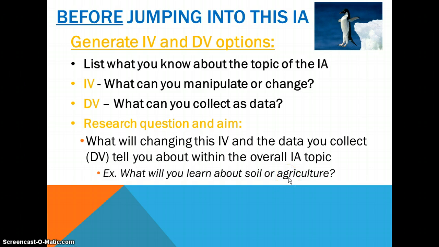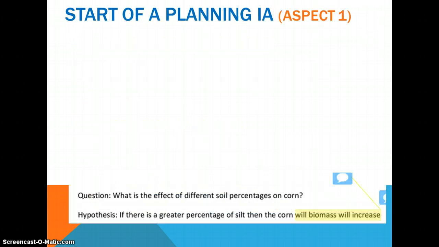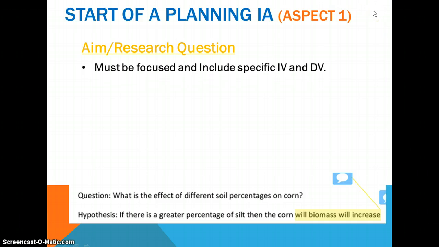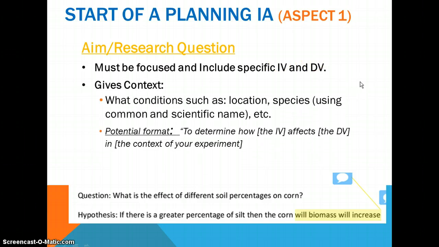Not only that, I'm then going to start planning, listing this out in a more formal way and actually putting it into my internal assessment for the first aspect. So I'm going to now write the aim and research question, and it will now include specifically my IV and DV. It will also need to give context for my experiment, what conditions there are. That means the location: am I in Virginia, where in Virginia, what type of climate is it, is there a lot of light, etc. What kind of species is there? I need to give the scientific name and the common name.